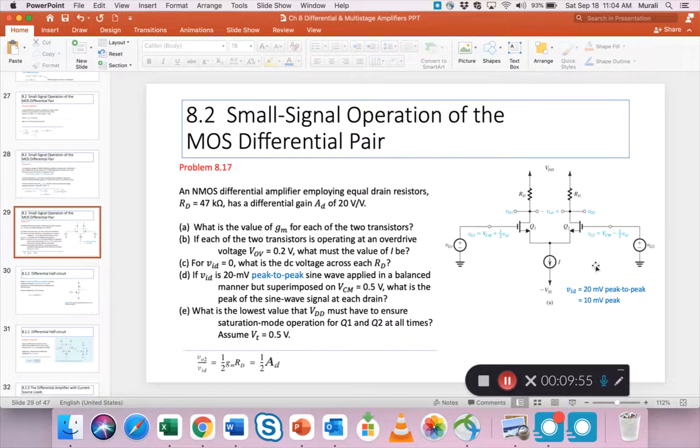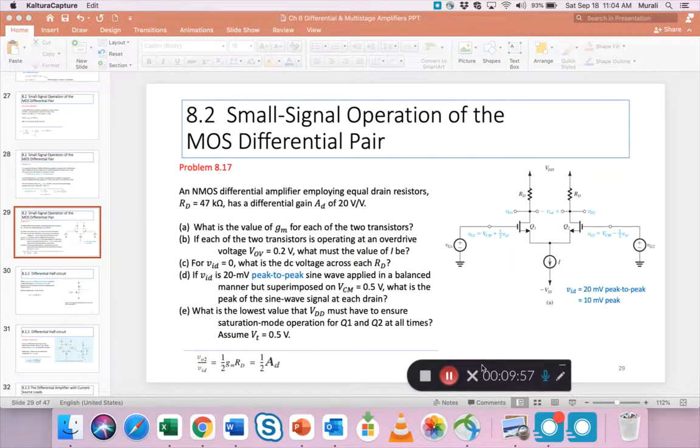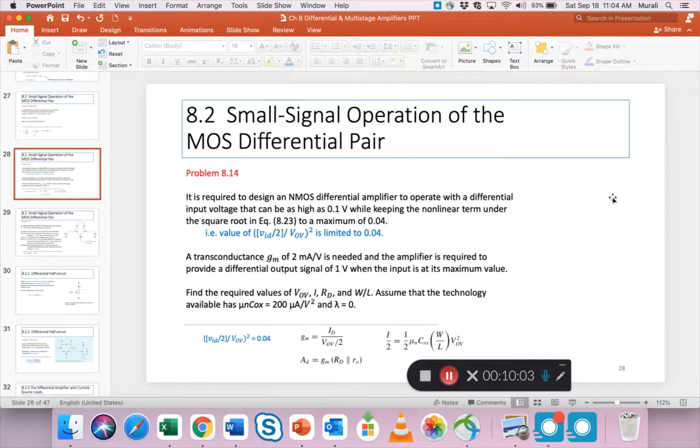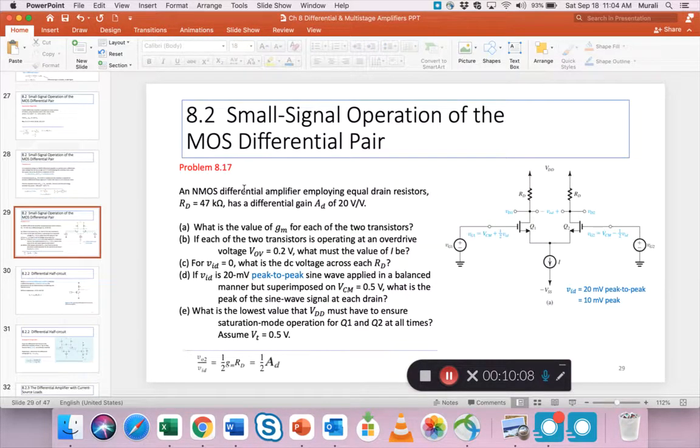All right, let's move on to the next problem. Sorry, the previous one was problem 8.14 from the back of the chapter. The next one is 8.17 from the back of the chapter. It's also kind of a design problem.